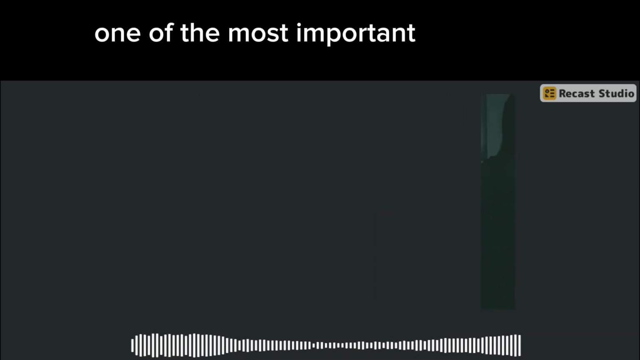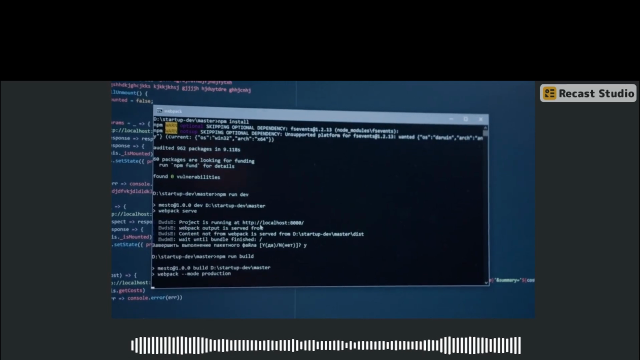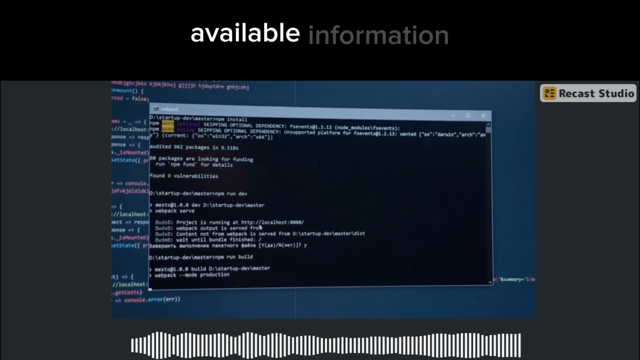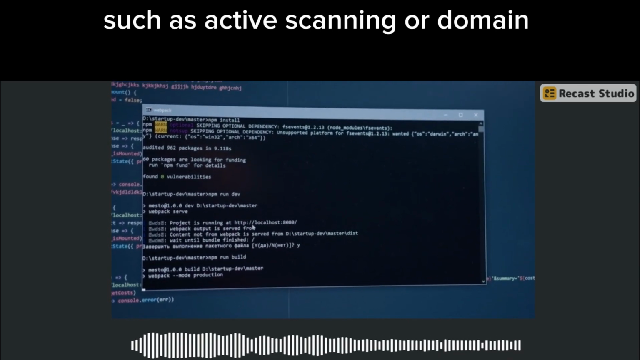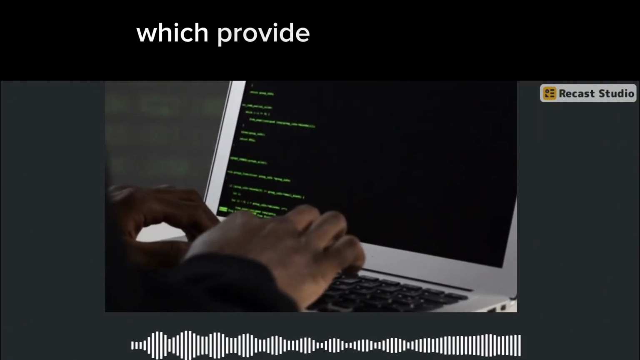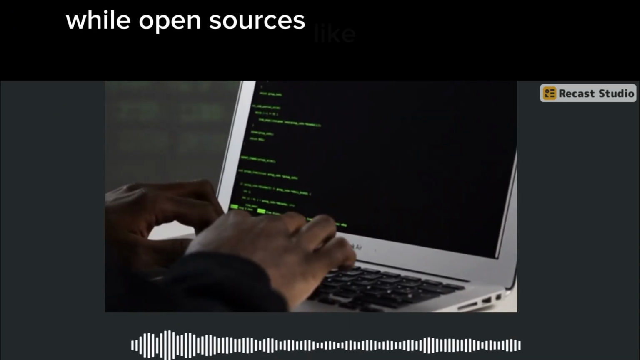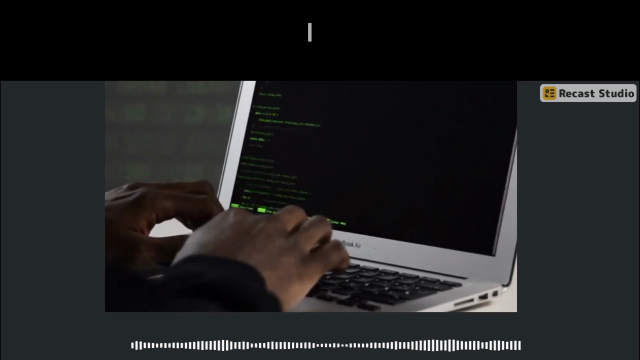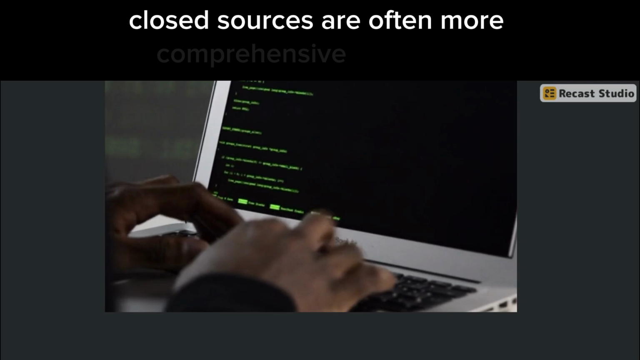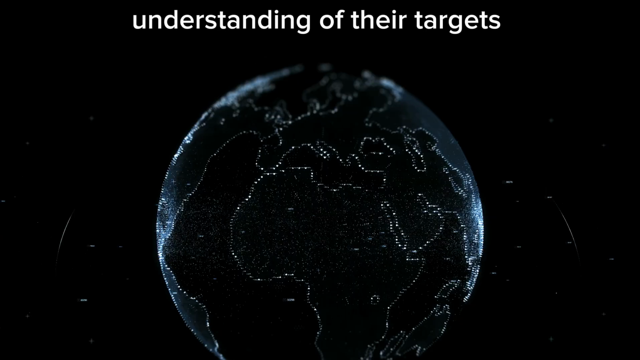One of the most important tactics is T1597. Search closed sources. Building on the various methods adversaries use to gather publicly available information, such as active scanning or domain searches, another effective tactic is to delve into closed sources, which provide more exclusive, private, or restricted data. While open sources like public DNS or WHOIS databases offer valuable insights, closed sources are often more comprehensive and detailed, providing adversaries with a deeper understanding of their target's infrastructure.